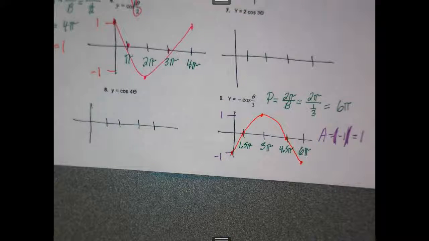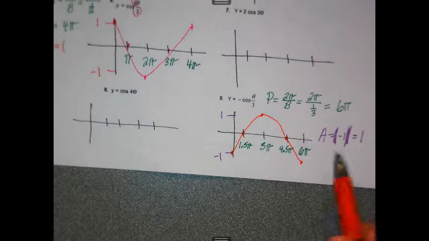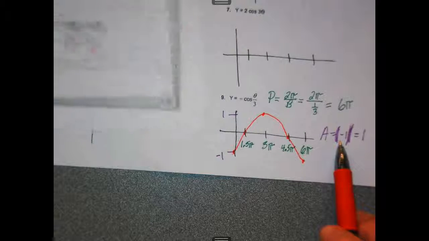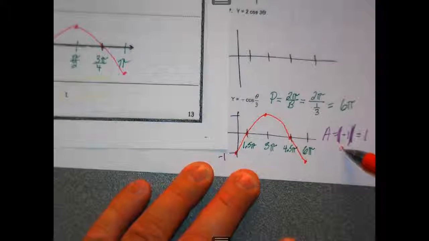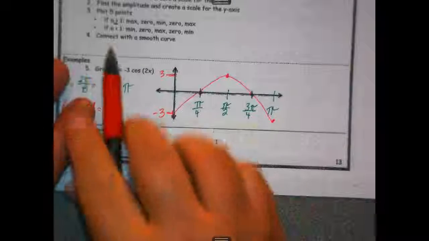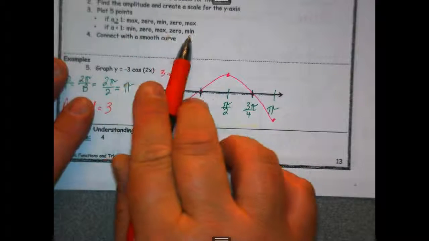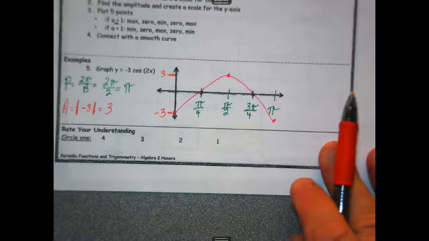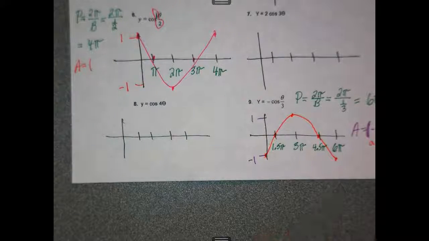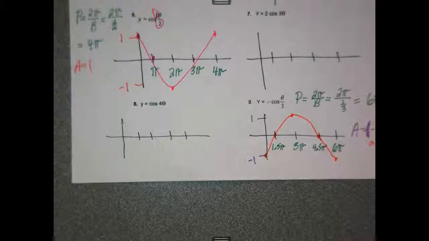See how my little a here is negative 1? When it's below 1, you use this one. Start at min. Questions, comments, concerns? Wonderful. Go ahead, finish the worksheet.